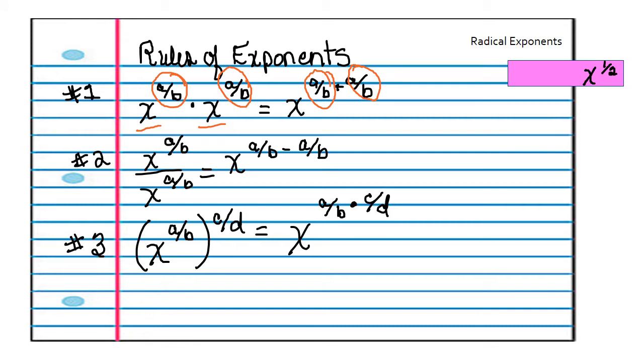Same base to a power over a same base to a power, then we subtract the powers. And if we have a base to a power and it's being powered up, it's just that distributive property. Distributing means multiplying. We're just going to multiply the powers together.